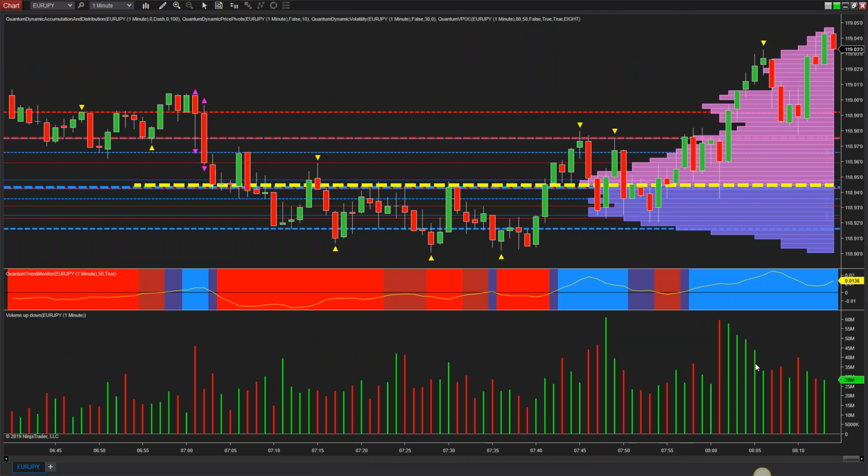Decent move there, but look at the volume. It was falling away as the market was rallying. So, you know, it's just telling you straight away it's not going to go very far. We had a rollover into this one. We've now got this up candle here. This is a widespread up candle. But look at the volume.